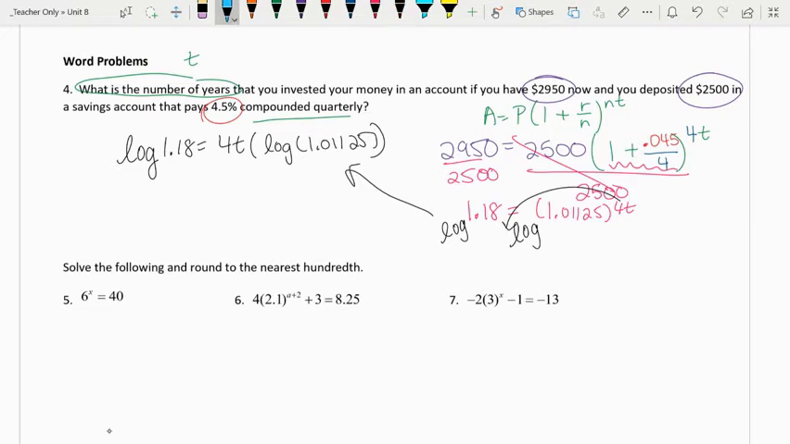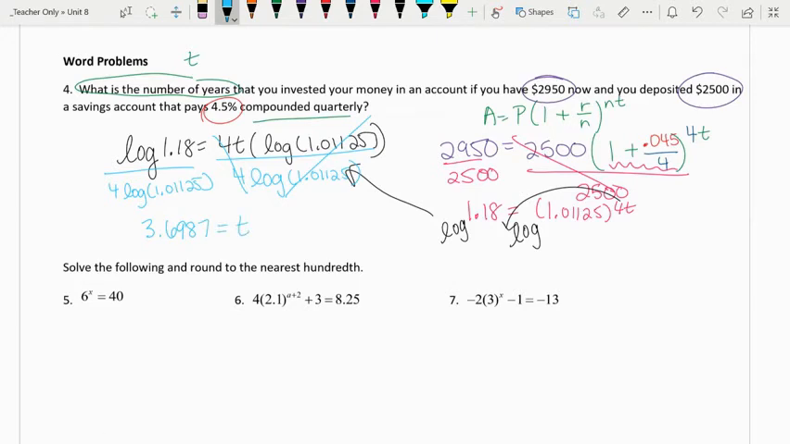Now, in order to solve for t, you have to divide, and you can actually divide the 4 and the log of 1.01125 at the same time. Otherwise, you can do them separately. That is up to you. You get the same answer. So if you type it in your calculator correctly, log of 1.18 divided by 4 times log 1.01125, you would get 3.6987.